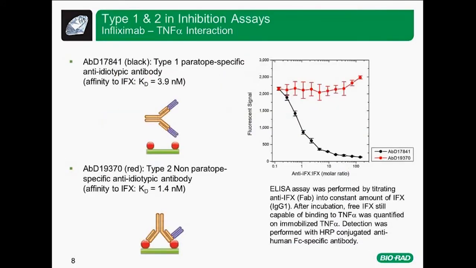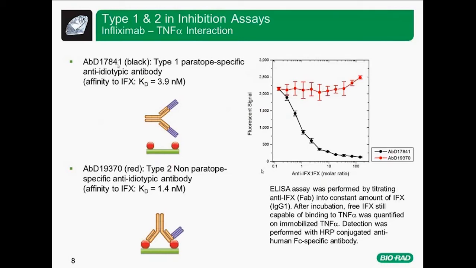Another assay to discriminate the different types is an inhibition assay. And here is an example for 2 anti-idiotypic infliximab antibodies. They were tested in an inhibition assay. A constant amount of infliximab was incubated with different amounts of anti-idiotypic antibodies. And after incubation, free infliximab was quantified on immobilized TNF-alpha.